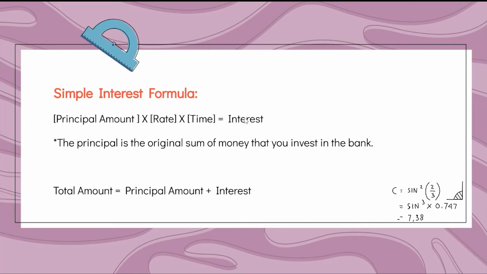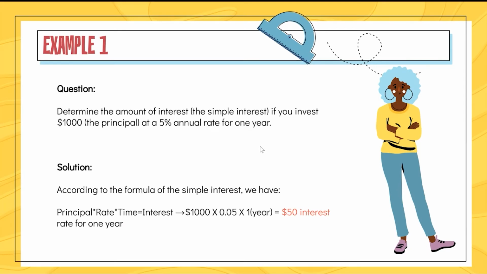The simple interest formula. Here you can see the formula and interest. The formula is written here: total amount, principal amount, rate, time, and interest, and you can find the answer here. Then go next, and there is an example to understand the question better.